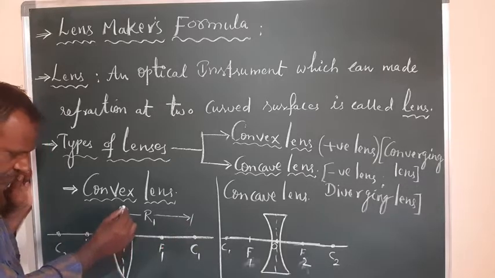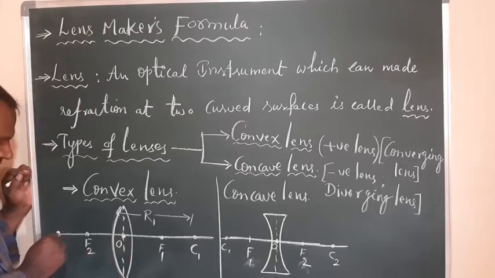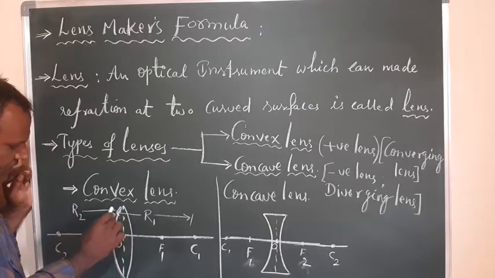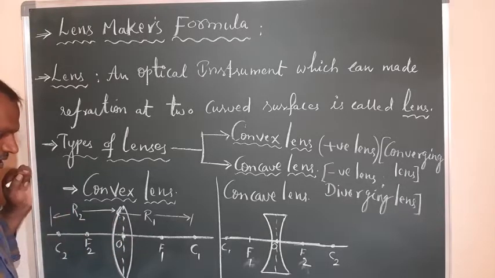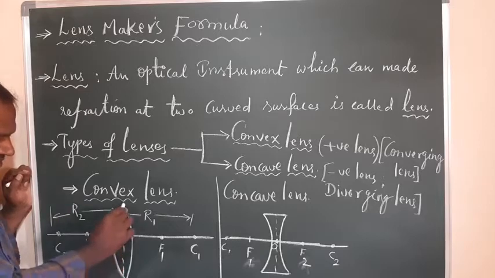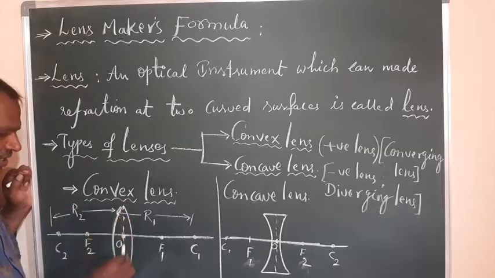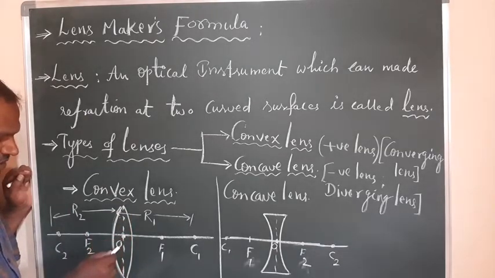For the second curve, the center is represented by C2. The distance from the center to this curve is represented by R2. It is the radius of curvature for the second curve. The center or the division of the lens along the vertical direction, where it intersects the principal axis, that point is called the optic center. I am representing it as O.